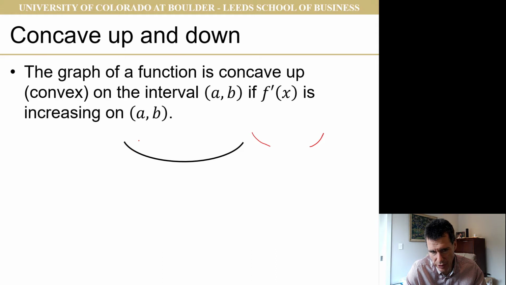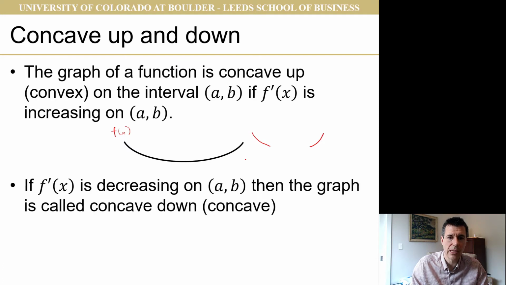Let's just think about it for a second. Let's think about it over here on the left. If this is our function f of x, the first derivative is negative because the function is decreasing, but it's decreasing at a lesser and lesser rate. So the first derivative is actually increasing on this region. Over here, the first derivative is positive, but the slope is getting bigger and bigger, so the first derivative is increasing as well. That's concave up or convex.